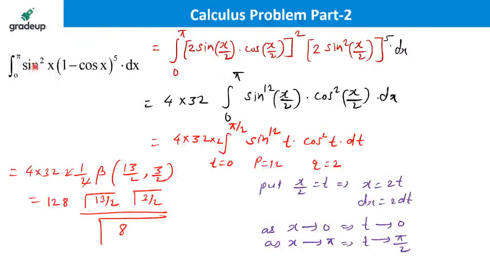So sin x is written as 2 sin x by 2 into cos x by 2. Similarly, 1 minus cos x can be written as 2 sin square x by 2. Is that clear? Now you can just simplify this, and you'll get the final answer.